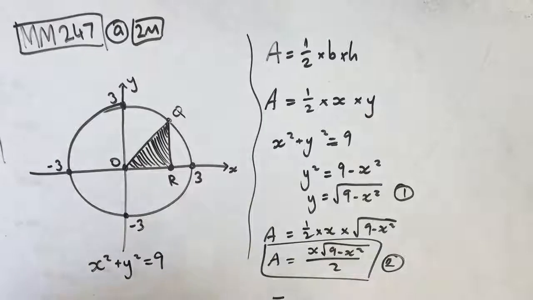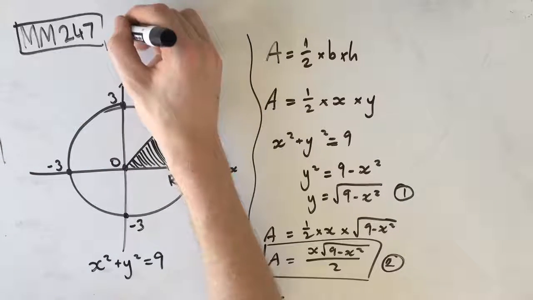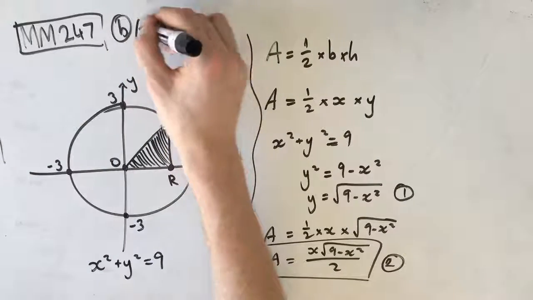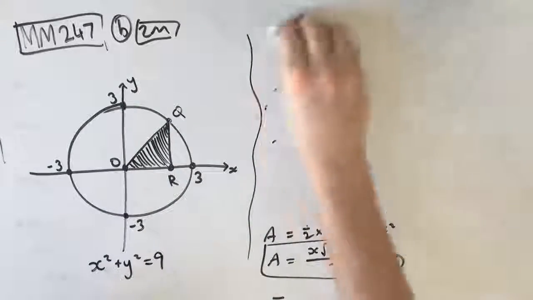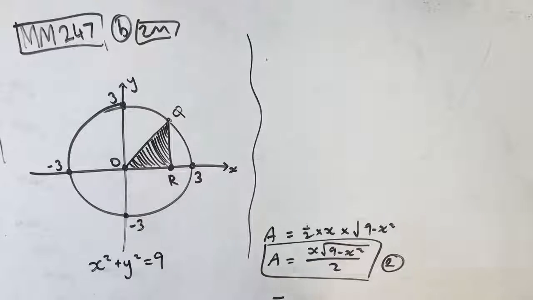So part B tells us to find dA dx and is a 2-mark question. So part B, 2-mark question, and we need to find dA dx. We don't have a calculator, so we're going to need to do this by hand, which means that we're going to need to figure out what way is going to be best.